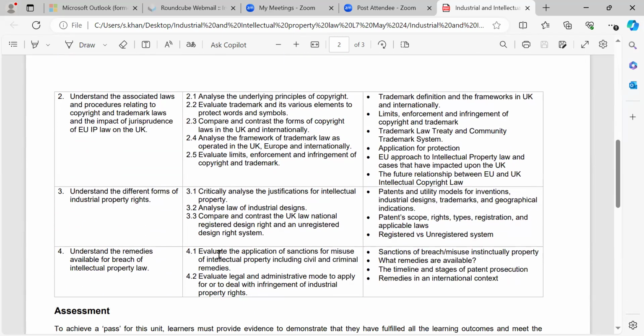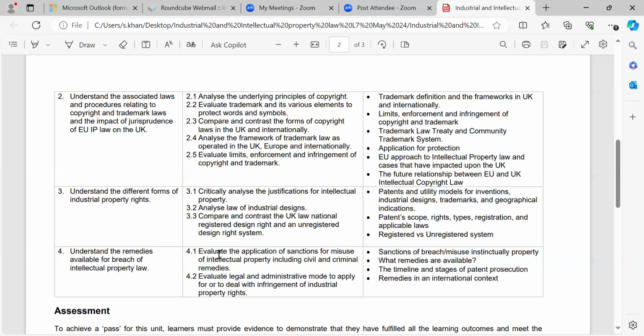Then learning outcome 2. There are 4 learning outcomes and then an assignment discussion. Learning outcome 2 is to understand the associated laws and procedures relating to copyright and trademark laws and the impact of jurisprudence of EU intellectual property law on the UK.